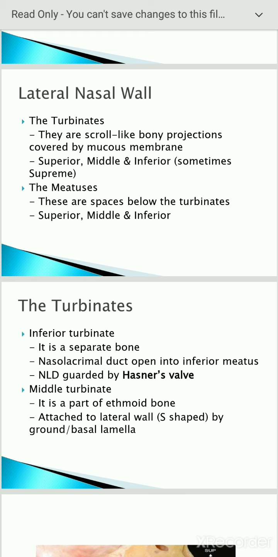And spaces below the turbinates are corresponding with the respective turbinate, like meatus covered by superior turbinate is known as superior meatus. Middle meatus lies below middle turbinate, and inferior meatus lies below the inferior turbinate.